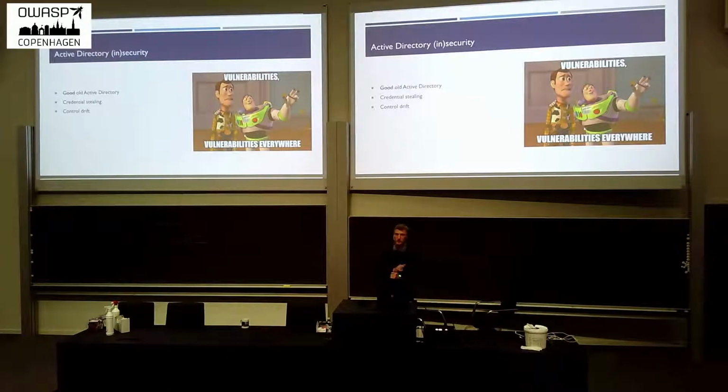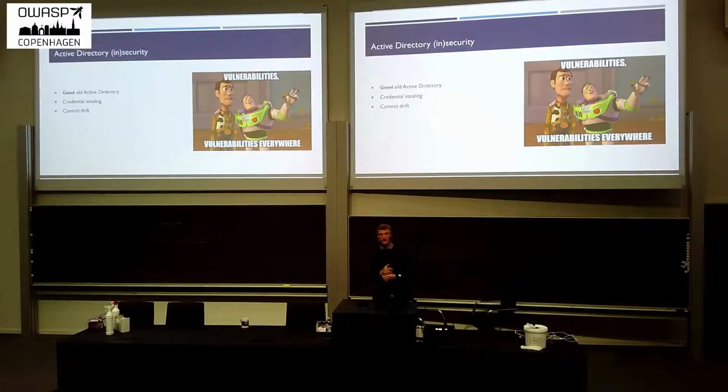Another problem is control drift, and by that I mean all the permissions configured in Active Directory. All users and all computers and all other objects have an ACL, which is an access control list. That means all the permissions configured on the object, and over time sysadmins tend to fill these ACLs with all kinds of crazy permissions, because you just add permissions until it's working. That's how people do it, and if it works, then don't try to fix it, right? So many of these permissions can be exploited, and that's a big problem. There are plenty of other problems with Active Directory, but I will focus on credential stealing and control drift for now in this talk.